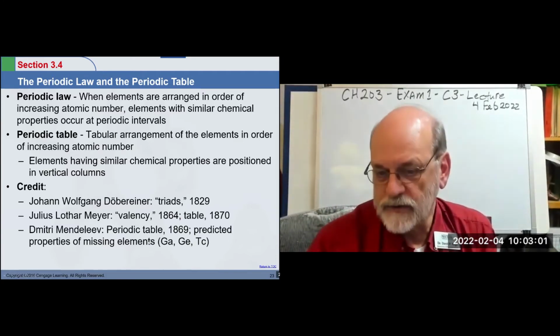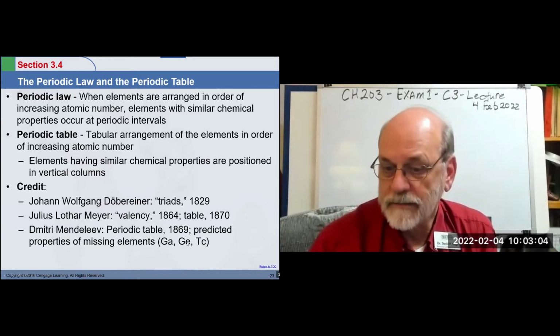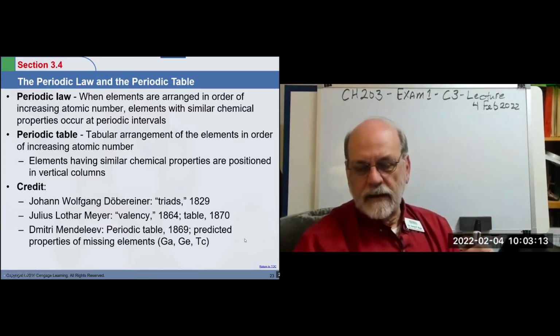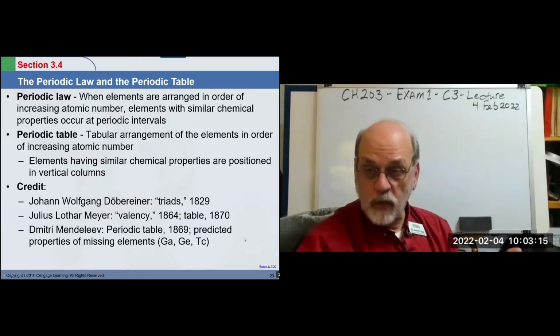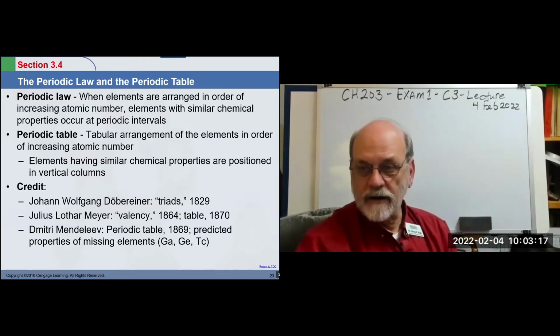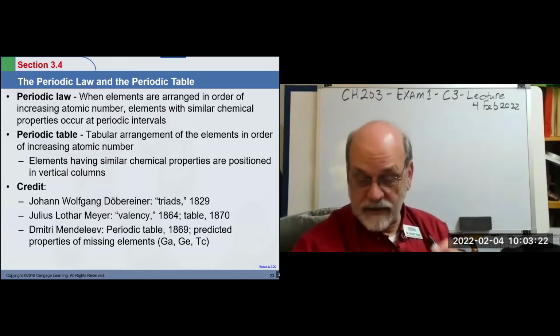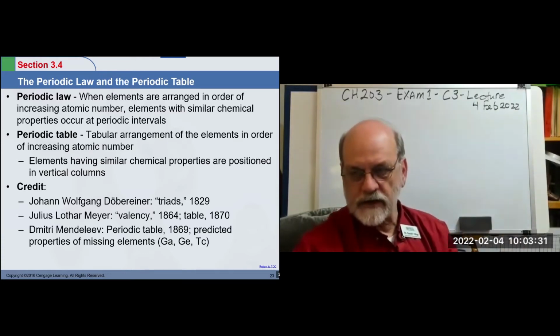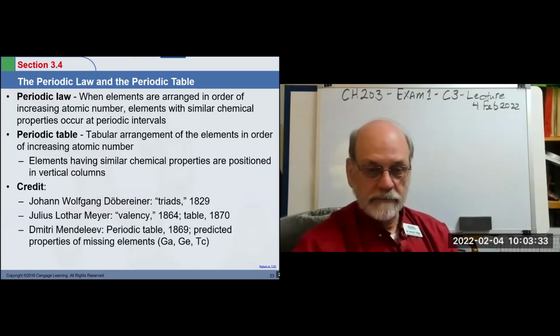And these are examples: gallium, germanium, TC, technetium. Those places were empty in Mendeleev's chart. But in presenting and publishing this periodic table, he also added the comments that these undiscovered elements would have certain characteristics and defined what they were.